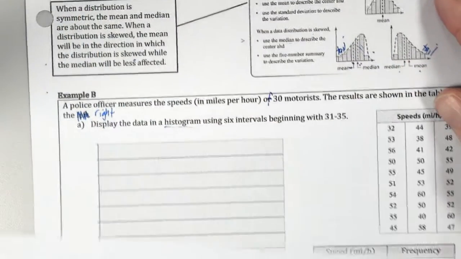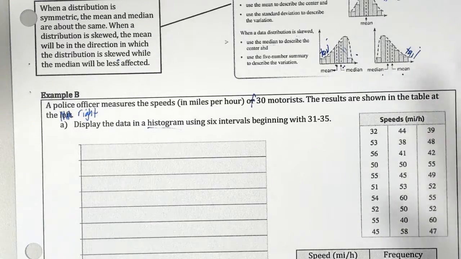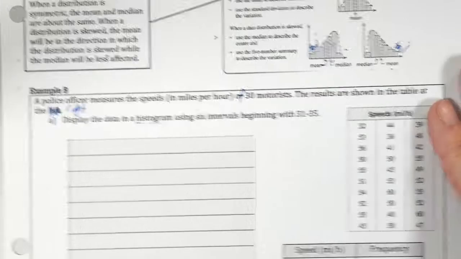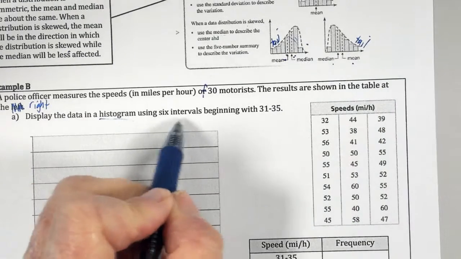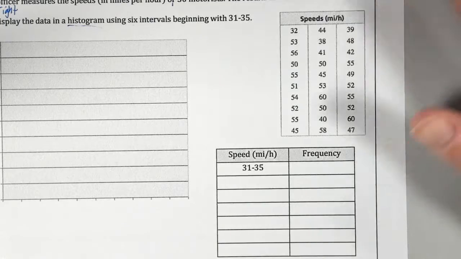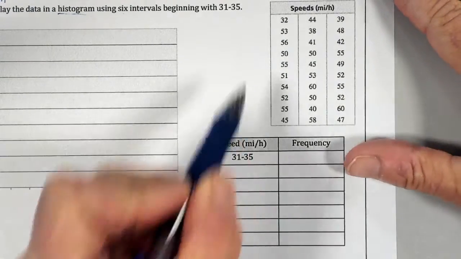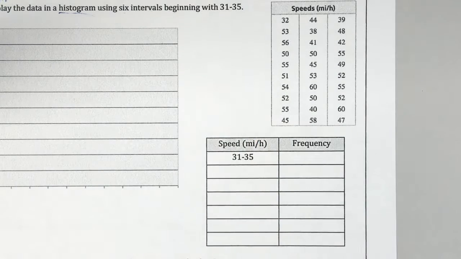So what are we supposed to do? We're supposed to display the data in a histogram. Oh, so wait a minute. And I'm supposed to use 6 intervals. Oh, so I don't have a frequency table. So they want me to create a frequency table right here using this data. So I've got some work to do.